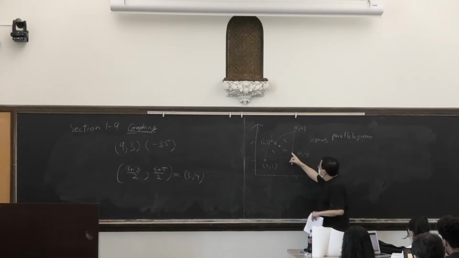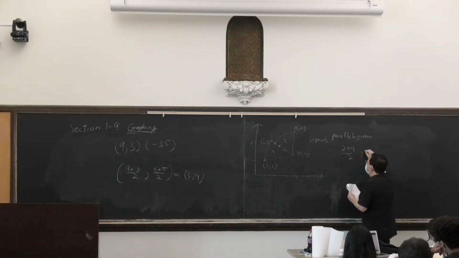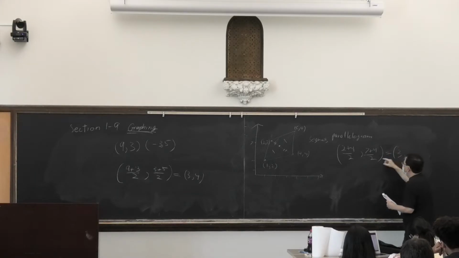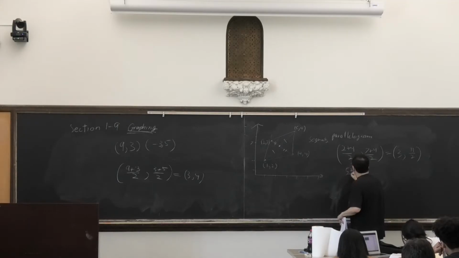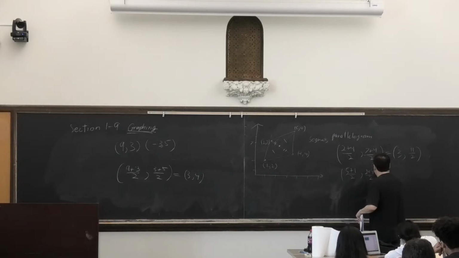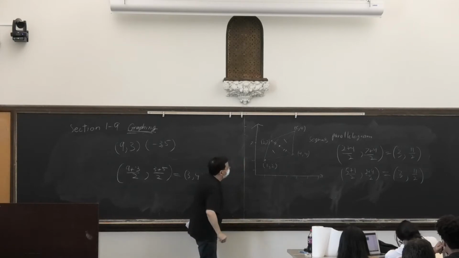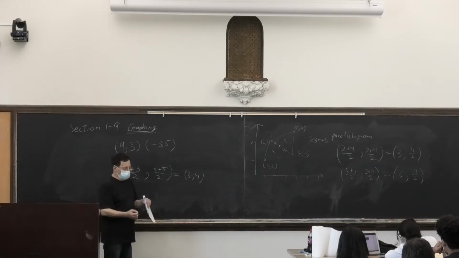All right, so the midpoint of (2, 7) and (4, 4) would be 2 plus 4 over 2 and 7 plus 4 over 2. 6 over 2 equals 3, and 11 over 2 equals 11/2. Okay. Let's look at the midpoint here. We have 5 plus 1 over 2 and 2 plus 9 over 2. What do we get? 6 over 2 equals 3, 11 over 2. Aha! The midpoints of these are the same, therefore they bisect each other. Therefore it's a parallelogram. So that's another way of doing geometric proof analytically.